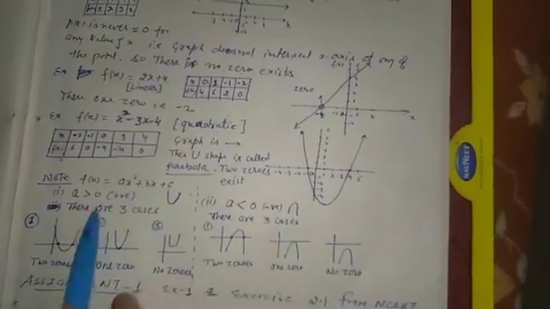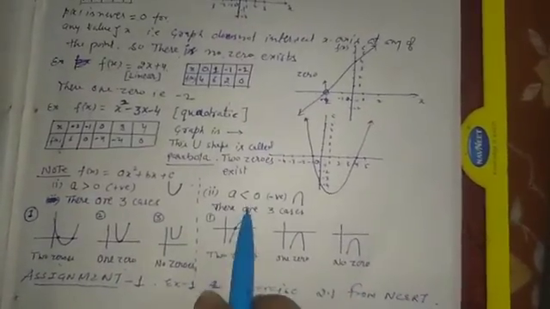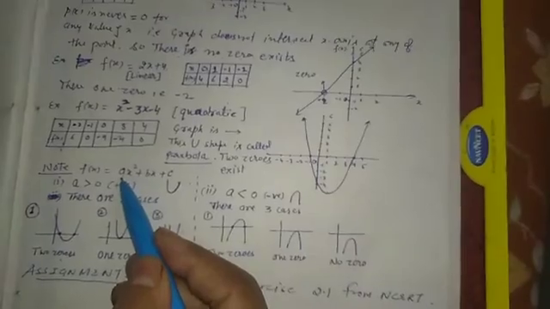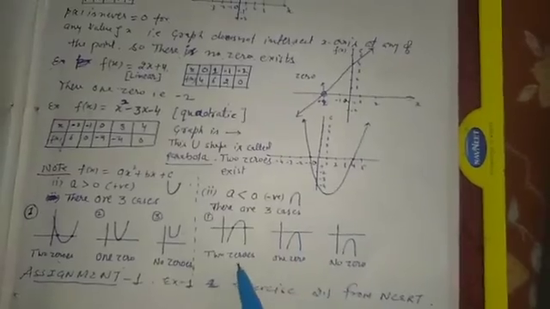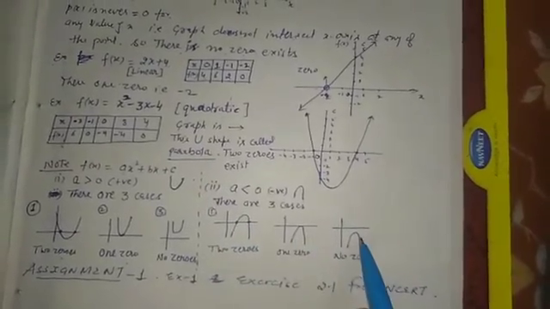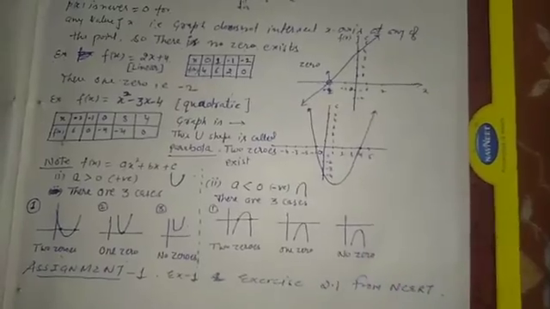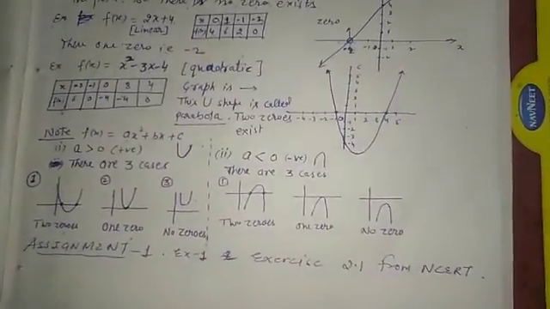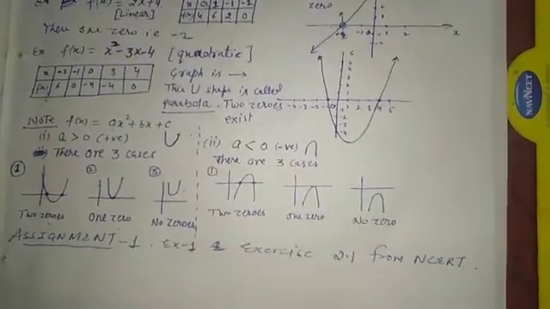So for ax² + bx + c, two types of parabolas can be formed, one upward and one downward. Upward is for when a is greater than 0, which means a is positive. These three possibilities are there: 2 zeros, 1 zero and no zeros. When a is negative, we have this downward type of parabola. There are three cases again: 2 zeros, 1 zero and no zeros. In the last one, it is not intersecting the x-axis at any point. So these are the possibilities and this is the topic.